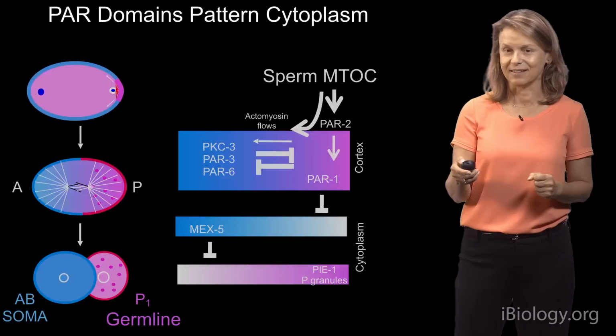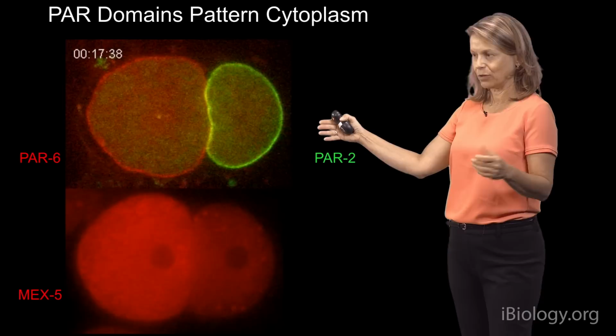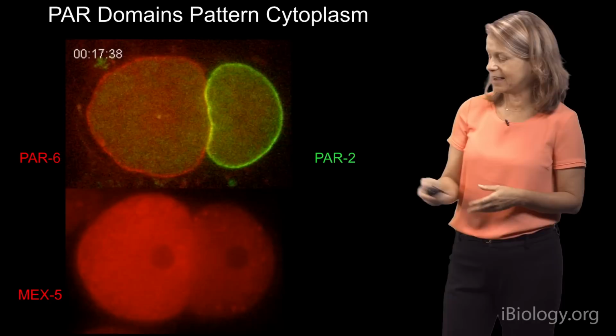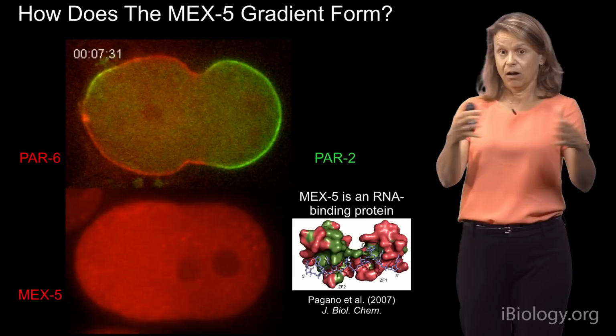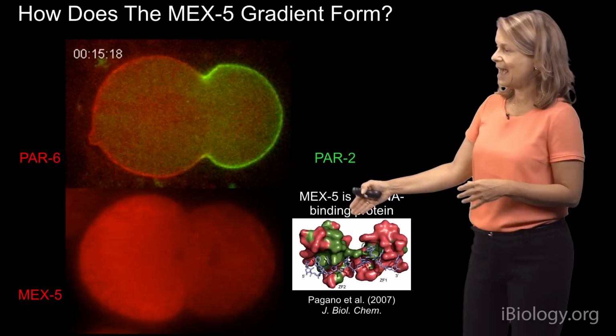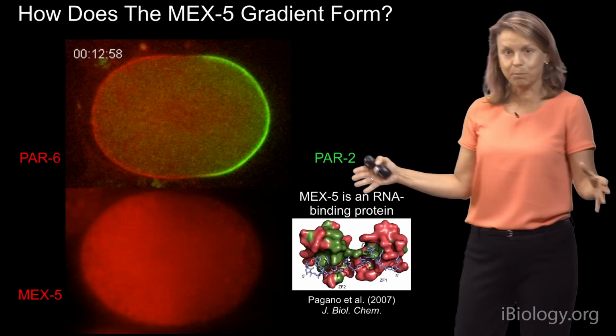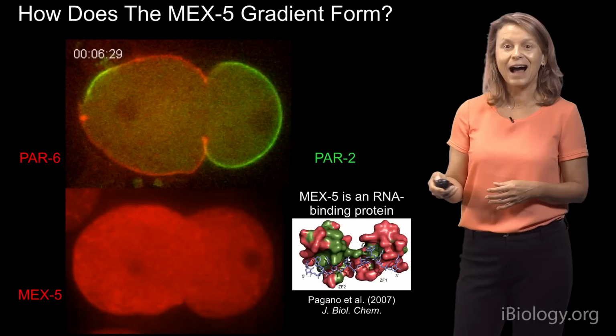So here's a little movie showing you again how the PAR proteins become asymmetrically segregated, and down below how this MEX5 protein becomes enriched on the anterior side. Okay, so MEX5 is an RNA binding protein. It's present throughout the cytoplasm, and as you can see, as the PAR proteins become asymmetrically segregated, MEX5 responds and becomes enriched on the anterior side. Okay, so how does that work?